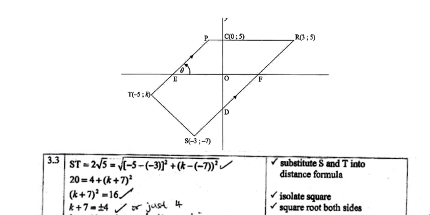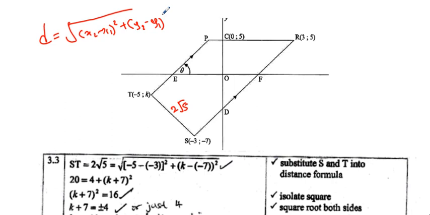3.3. In 3.3, if I remember clearly, they're given the distance here to be 2 square root of 5, and they want you to find k. So once again, remember the distance formula is d equals the square root of x2 minus x1 squared plus y2 minus y1 squared. What you need to do now is to decide once again which is your x2, y2, and substitute it into the formula. They decided, quite correctly, to make this the x2, y2, and this the x1, y1. Always the one above, make that true.